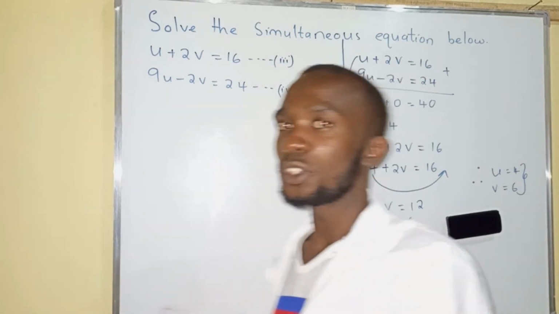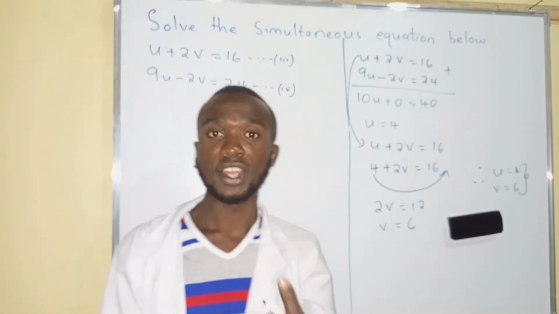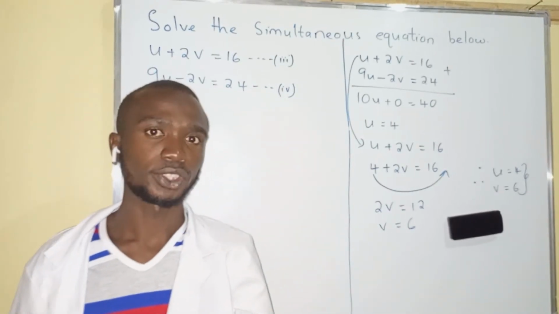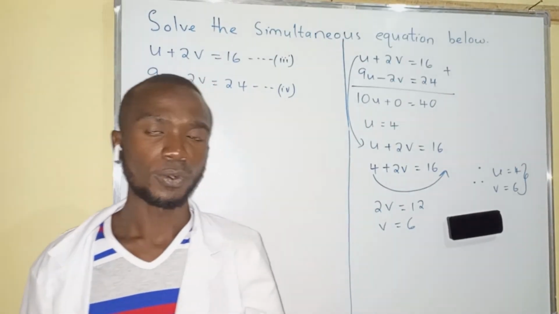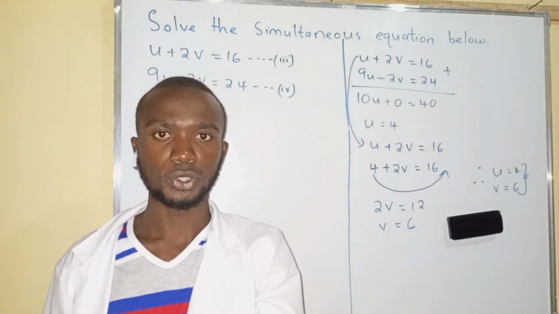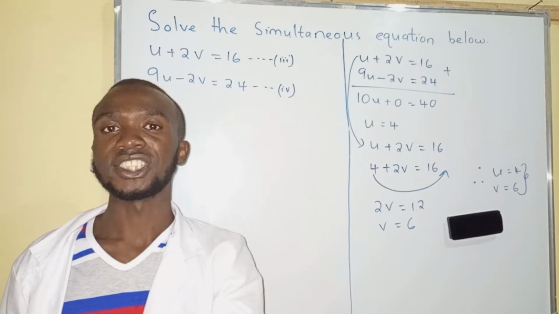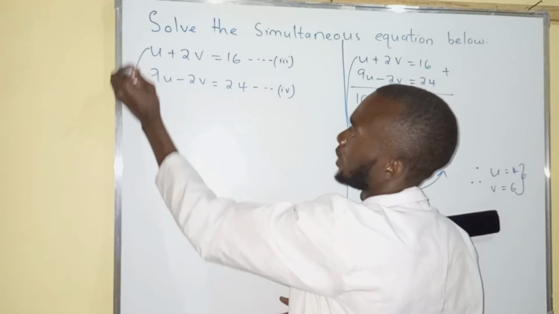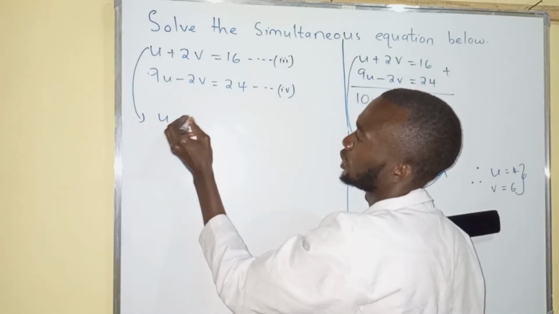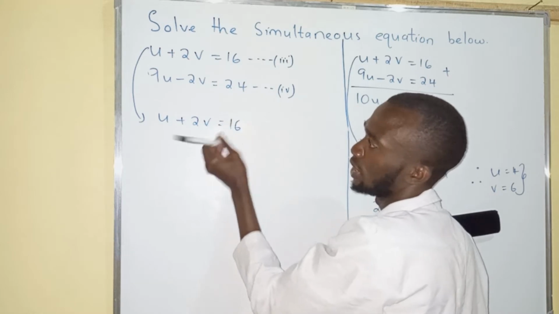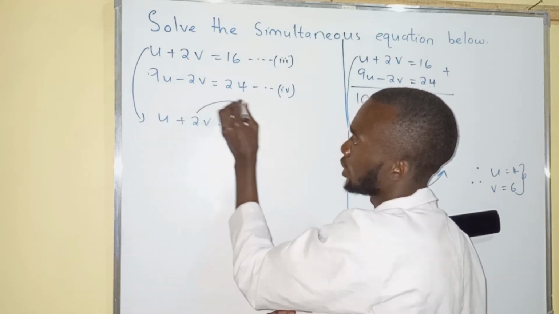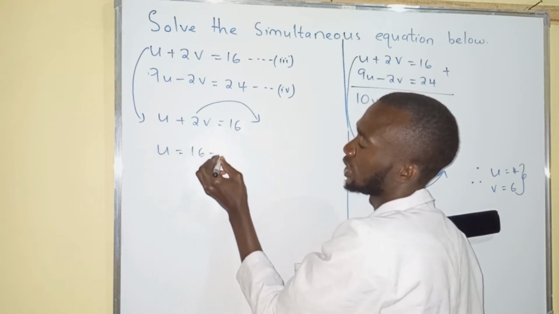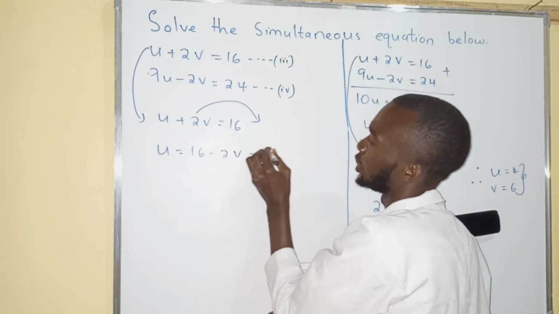Now I can either use equation 3 or equation 4 and make either u or v the subject of the formula. What does it mean? It implies that when I choose to make u the subject of the formula in the first equation, I am going to substitute that value of u in the second equation. Now look, this one becomes u plus 2v is equal to 16. Making u the subject, 2v crosses the equal sign, so I have u is equal to 16 minus 2v. So this is equation 5.